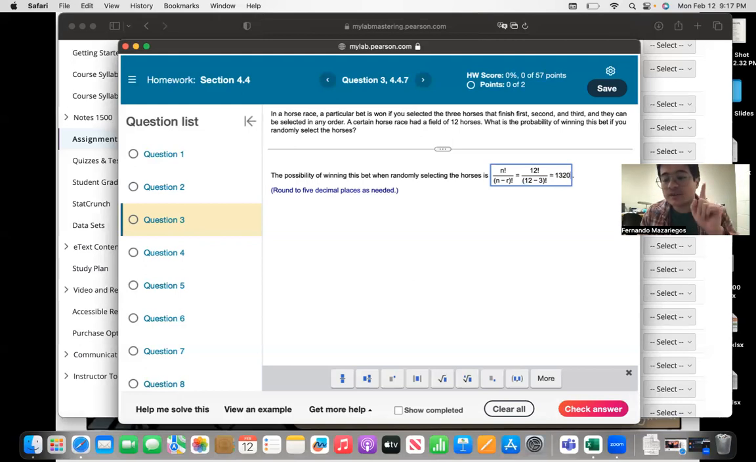Now, notice this is the total amount of ways we can choose the horses. And as I suggested before, this is going to be the denominator of our fraction. So what is the probability of winning this bet? Well, we are selecting one correct order out of 1,320. If we round this to 5 decimal places, we get 0.00076.